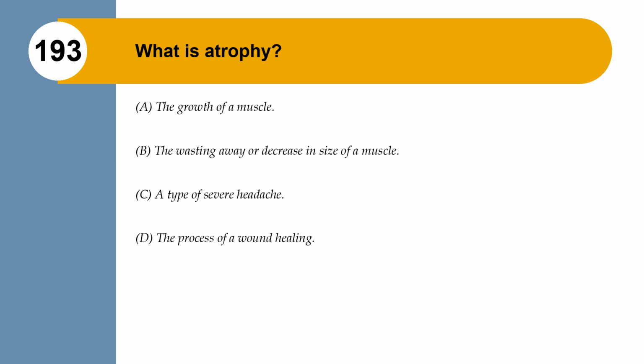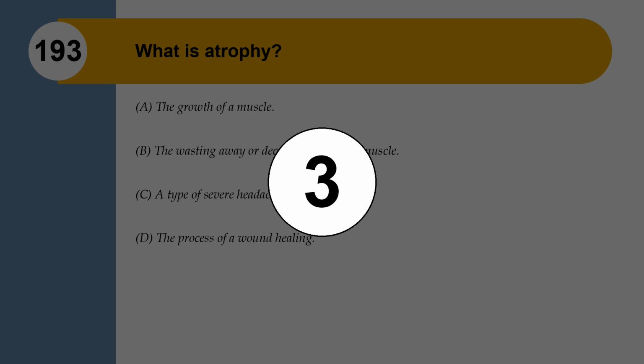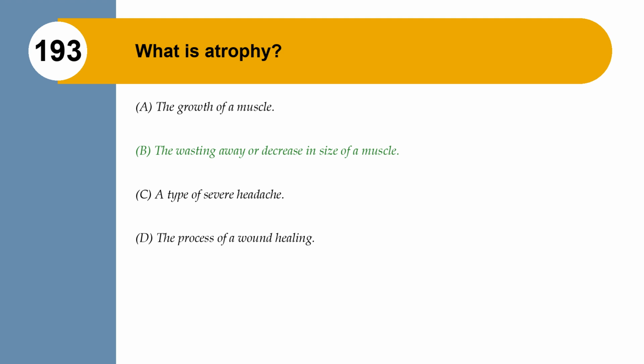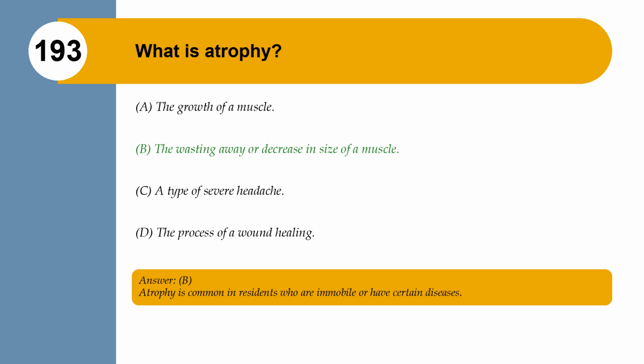Question 193. What is atrophy? Option A, the growth of a muscle. Option B, the wasting away or decrease in size of a muscle. Option C, a type of severe headache. Option D, the process of a wound healing. The correct answer is option B, the wasting away or decrease in size of a muscle. Explanation. Atrophy is common in residents who are immobile or have certain diseases.